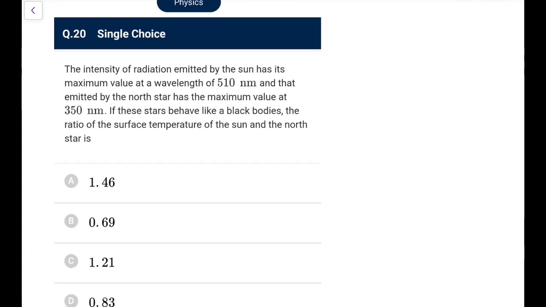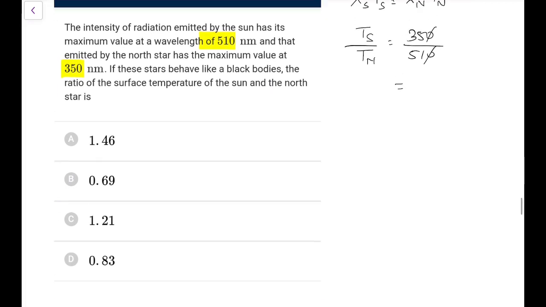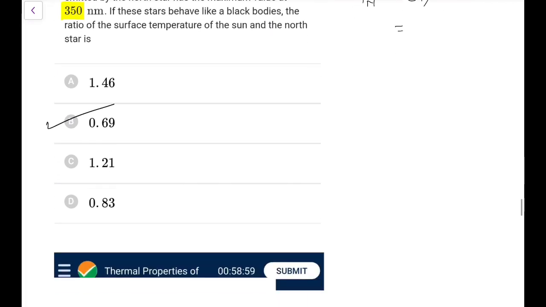Now we have the intensity of radiation emitted by the sun has its maximum value at 510 and emitted by the North Star at 350. If both behave like a black body, the ratio of the surface temperatures is again the same thing. Lambda sun T sun is lambda North Star T North Star. So Ts by Tn would be equal to lambda n over lambda s, 350 over 510. This is Ts by Tn is 35 by 51, so it would be 0.7 something. I think that would be closer to 0.7. So 0.69 is what the answer would be.